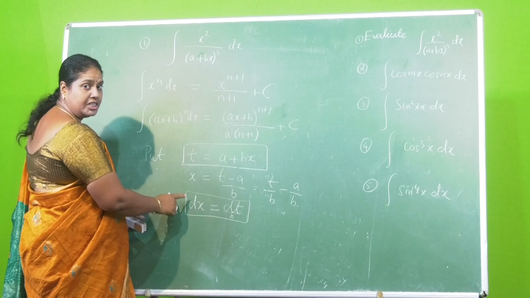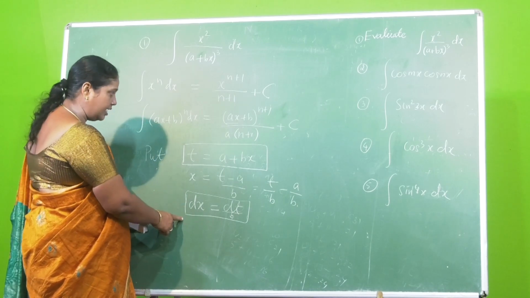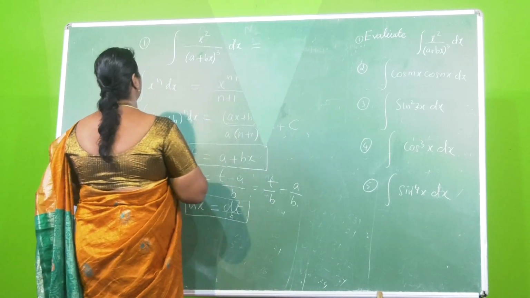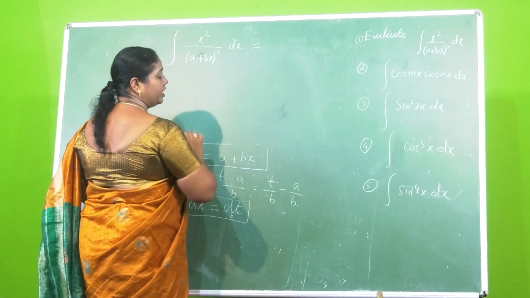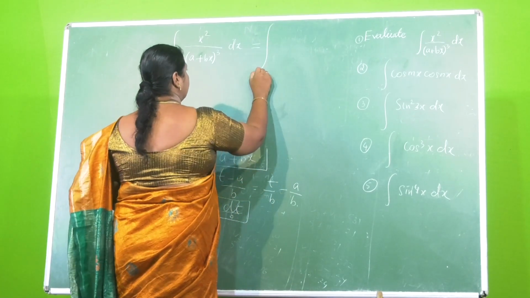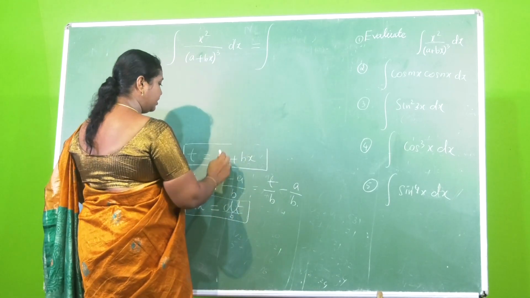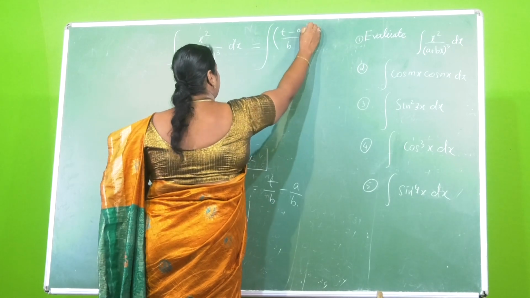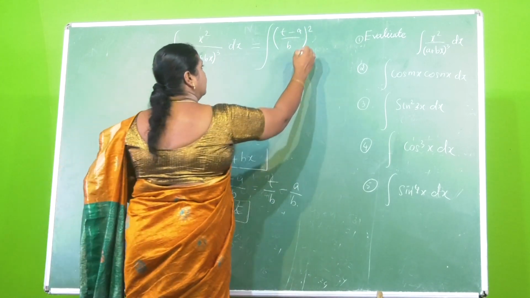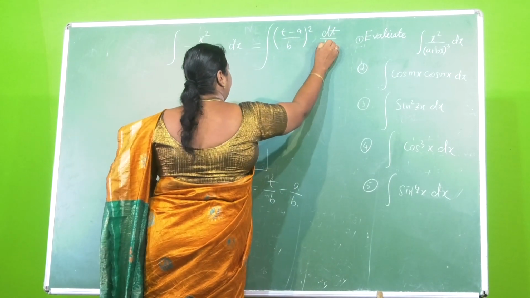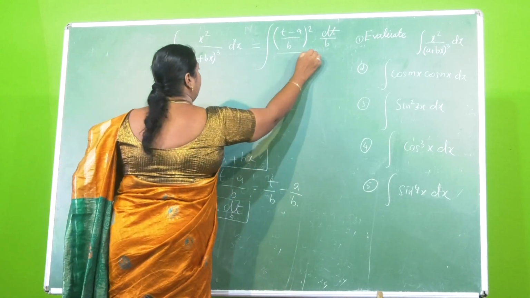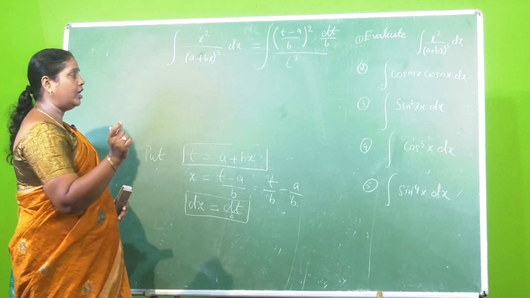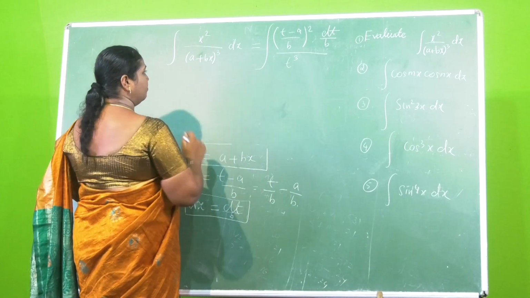We have to substitute these two, that is x as well as dx, into this integral. Shall we do that? Okay, so what will this integral be? This integral will become the integral of x, which is (t minus a by b) whole square, times dx, that is dt by b. What will be your denominator? It will be t cube.